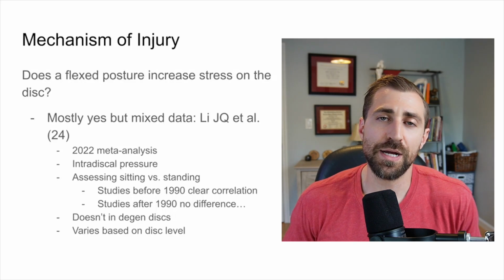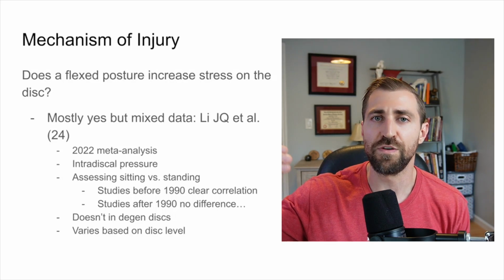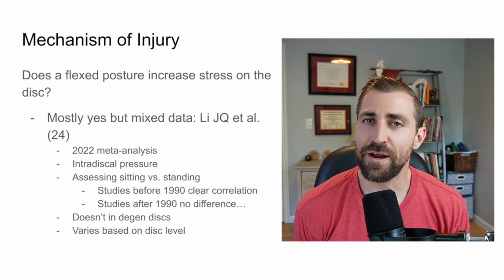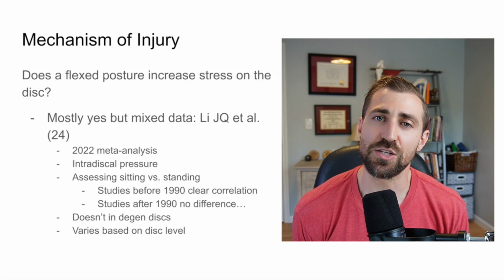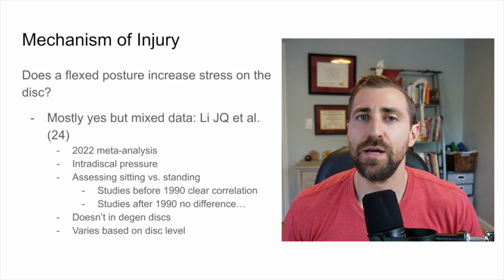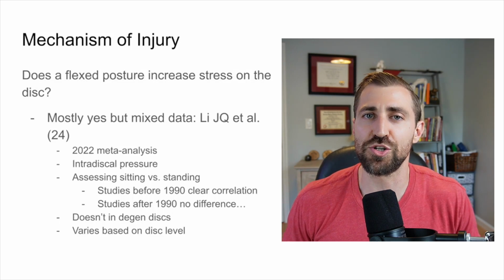And the other piece to keep in mind is this actually varies based on the disc level. So L1, L2 versus L3, L4 versus L5, S1. So there's a lot of variance in intradiscal pressure sitting versus standing. It's not as simple as when you sit, the pressure in all of the lumbar discs goes up, and when you stand, all the pressure goes down.